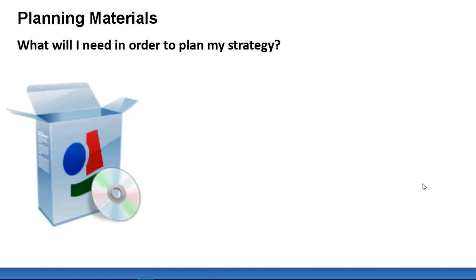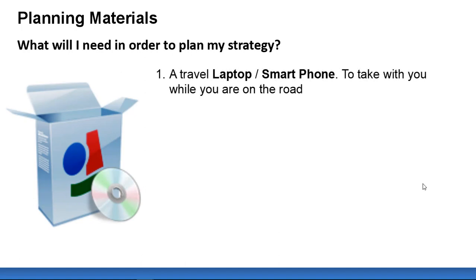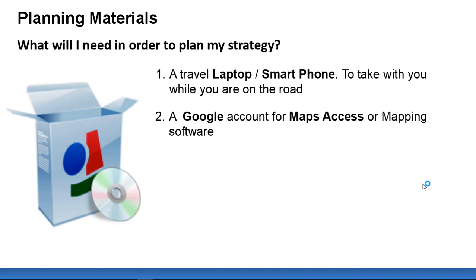Okay, so here's what you're going to need in order to start planning out your strategy for your territory. First, you'll need some sort of travel laptop or smartphone, something that you can take with you while you're on the road in order to accomplish your navigation. Second, you should have access to a Google account for maps or some sort of mapping software. This is the software that's going to basically pinpoint all of your accounts and figure out how you're going to roll through them as your days, weeks, and months go by.